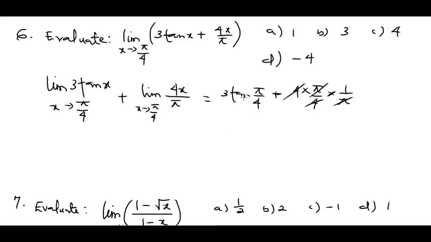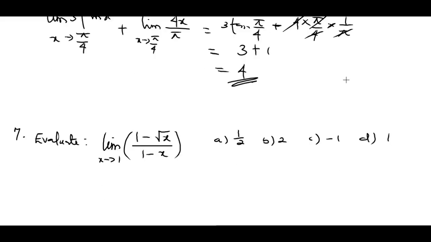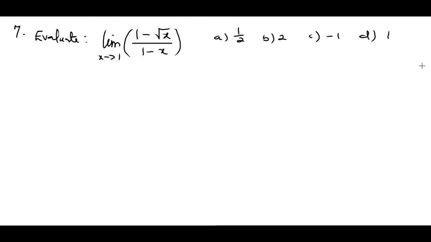Now don't forget that the value of pi is 180. 180 divided by 4, that's 45. Tan 45 is 1. 3 times 1 is 3. Plus what do we have left here? We have 1. So the answer to this question is 4. And that's option C. Let's move to question 7, and that's the last question.